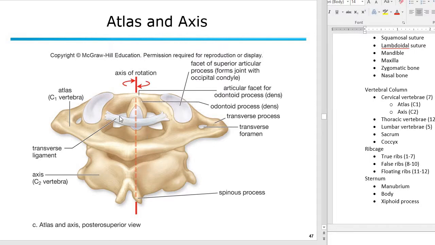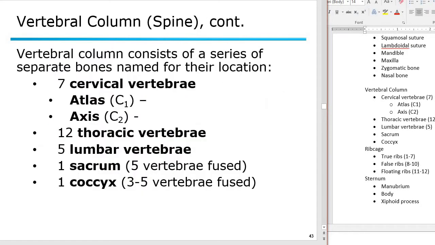Now the atlas vertebra, not only does it have where the condyles are articulating and holds up our head, but this is what allows us to shake our head no. Because the axis vertebra has this little process here, the odontoid process, also called the dens, and that allows the atlas vertebra to rotate around the dens and allows us to shake our head no. The atlas vertebra is what allows us to shake our head yes, so we can move it up and down in that manner.